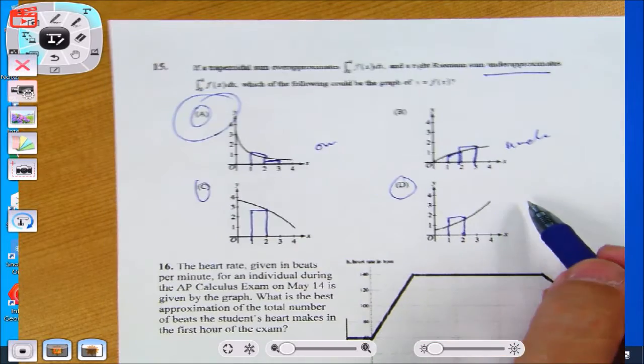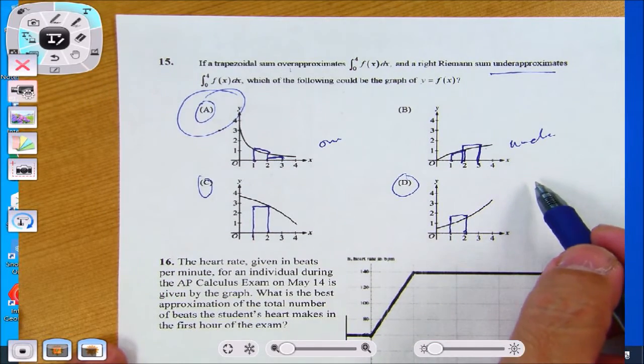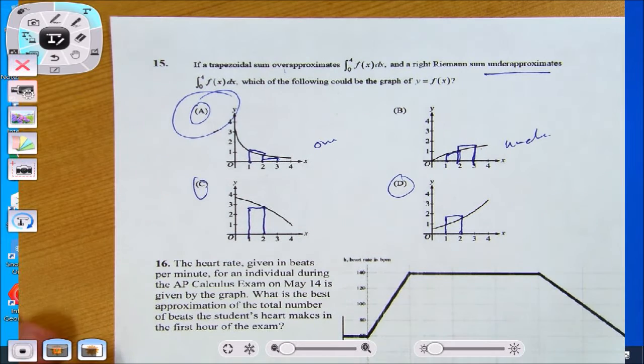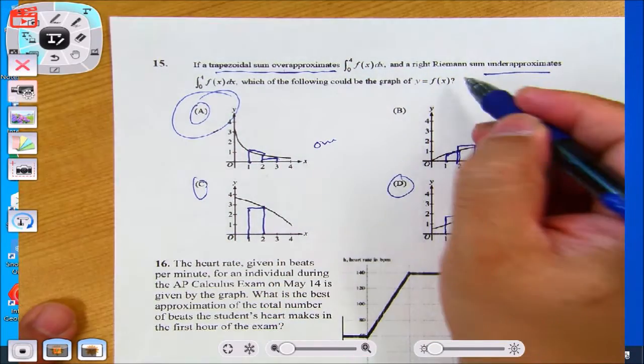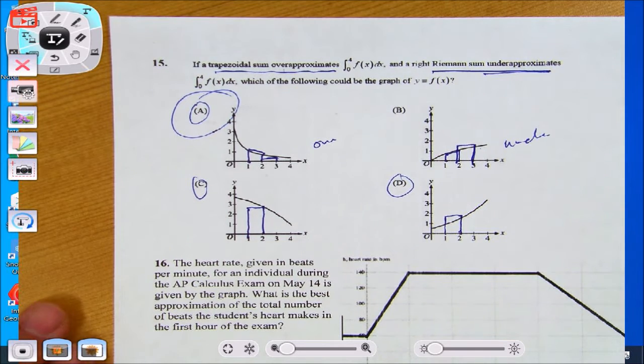So this question was taken from an AP test. So how do you know that you need an over and an under? It told you. Trapezoidal sum over approximation. Riemann sum under approximation.